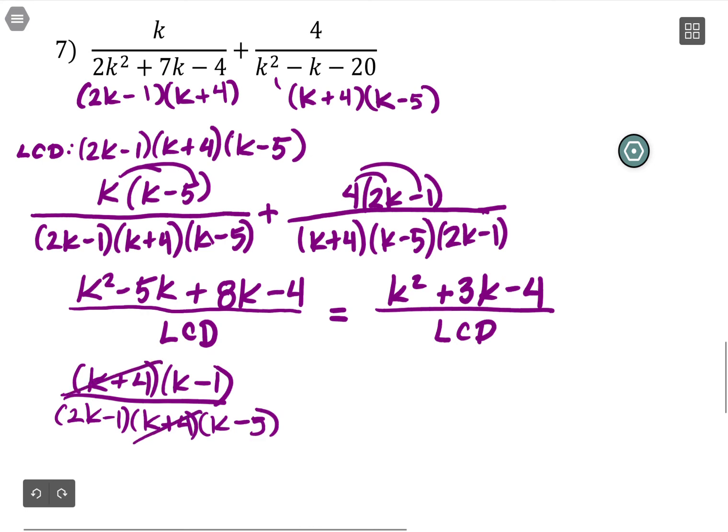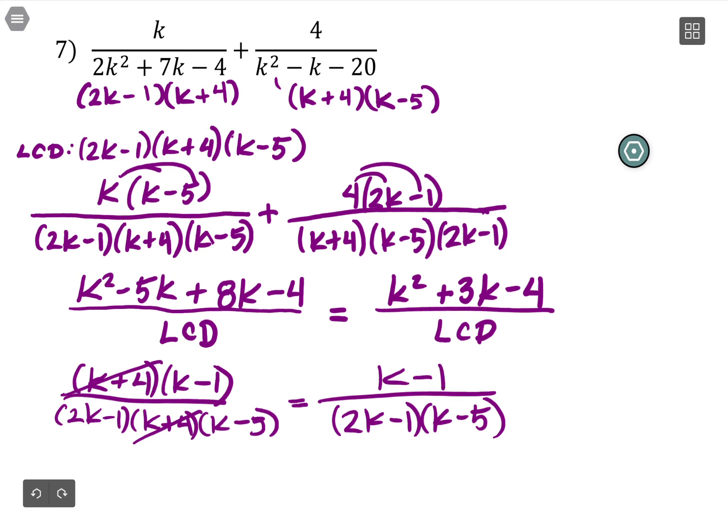And there we go. The k plus 4's cancel out. So my final answer is 2k minus 1, k minus 5 on the bottom, and on the top, I have k minus 1. If WAMAP's wanting you to multiply out denominators, go for it. Otherwise, I'm completely fine with you keeping that denominator factored.